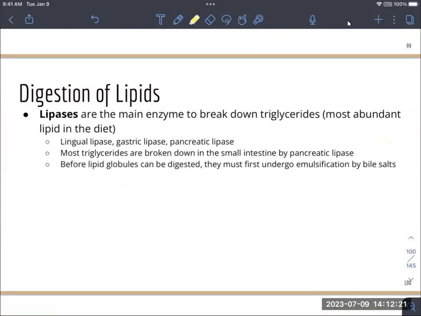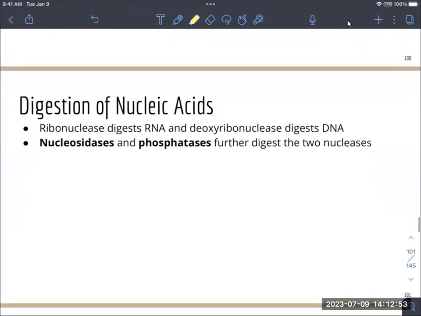Lipids. We digest and break down lipids into triglycerides. Lingual lipase starts it, gastric lipase helps, and then we get pancreatic lipase. By the time these lipids have been broken down into smaller and smaller pieces, they get emulsified by bile fats so they can be absorbed. Nucleic acids, that's that RNA and that DNA. We have nucleosidase and phosphatases, which can break down and help digest these two nucleic acids.